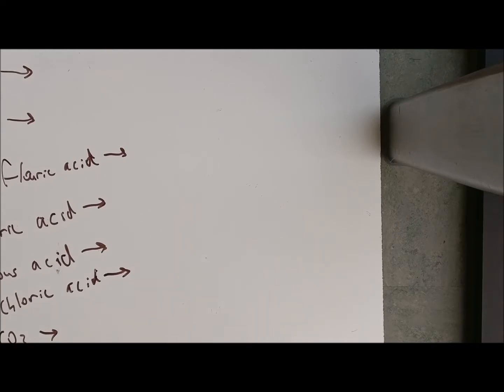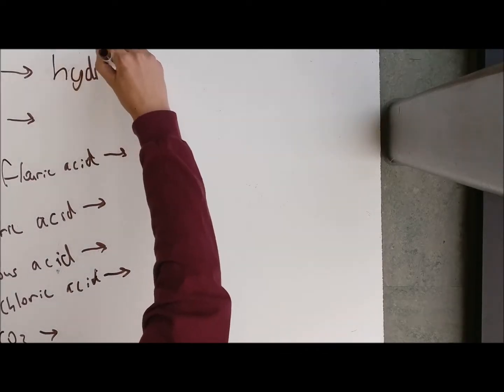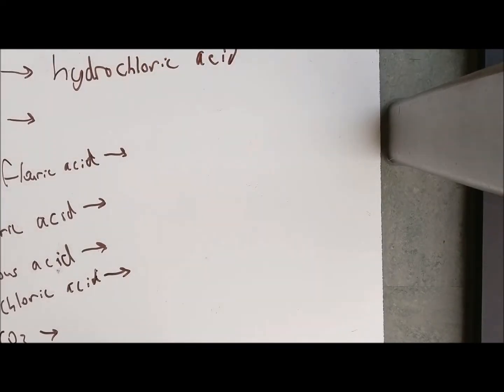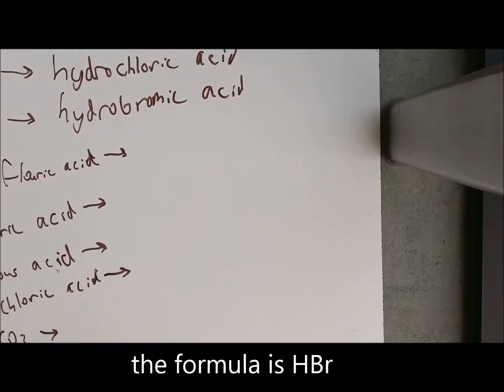Our first one is HCl. So if we go through our chart, it does not contain any oxygen. So the name would be hydro, and then our root, and then ic. So hydrochloric acid. Our next one follows the same kind of rule. So we've got hydrobromic acid.